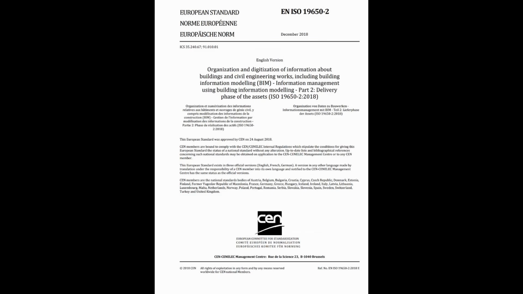ISO 19650, Part 2, Delivery Phase of the Assets. The second part applies the principles of collaboration to the practicalities of project delivery, design, and construction. It outlines the process of information management, from defining needs to contract signing, mobilization, delivery of outcomes, and project closeout. It specifies the relationships between parties and teams for managing information.